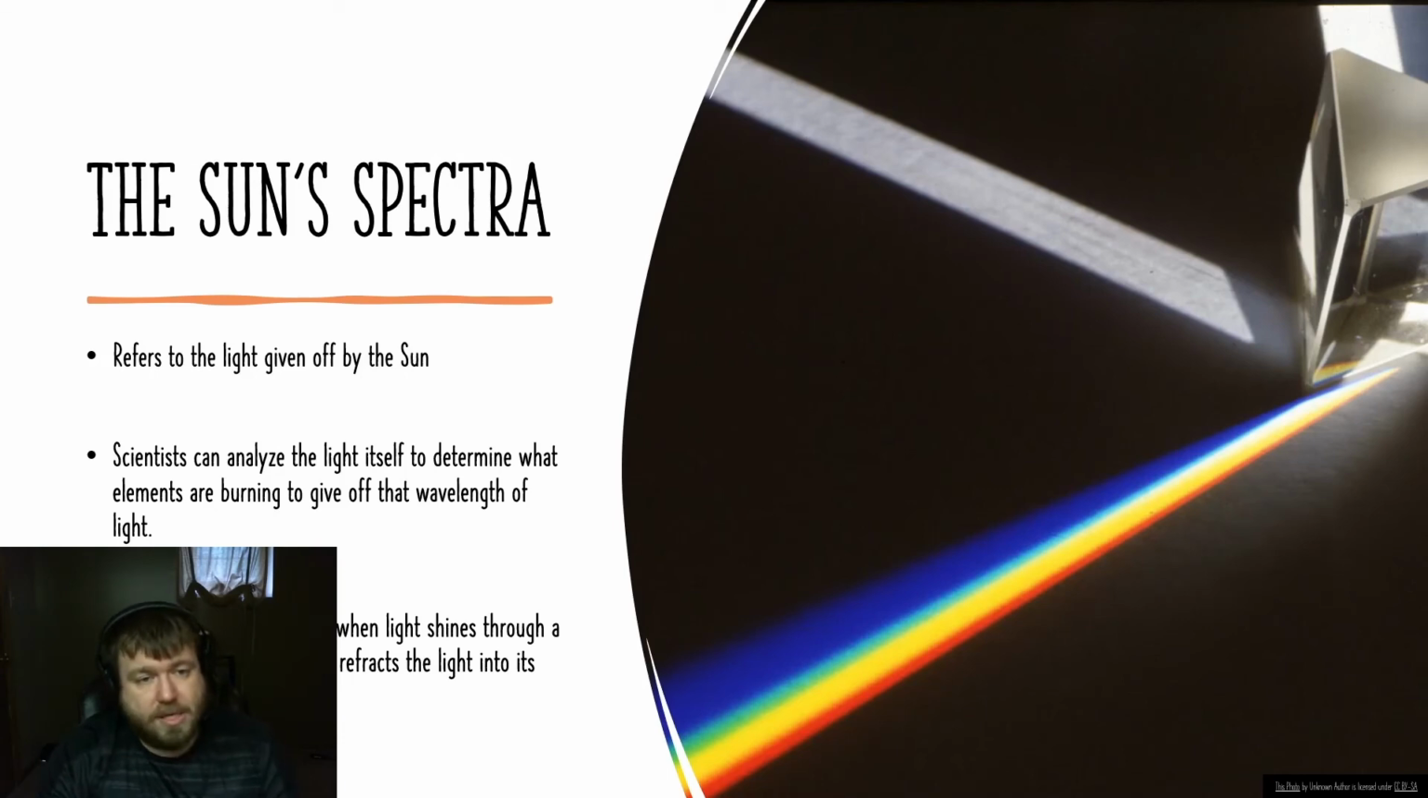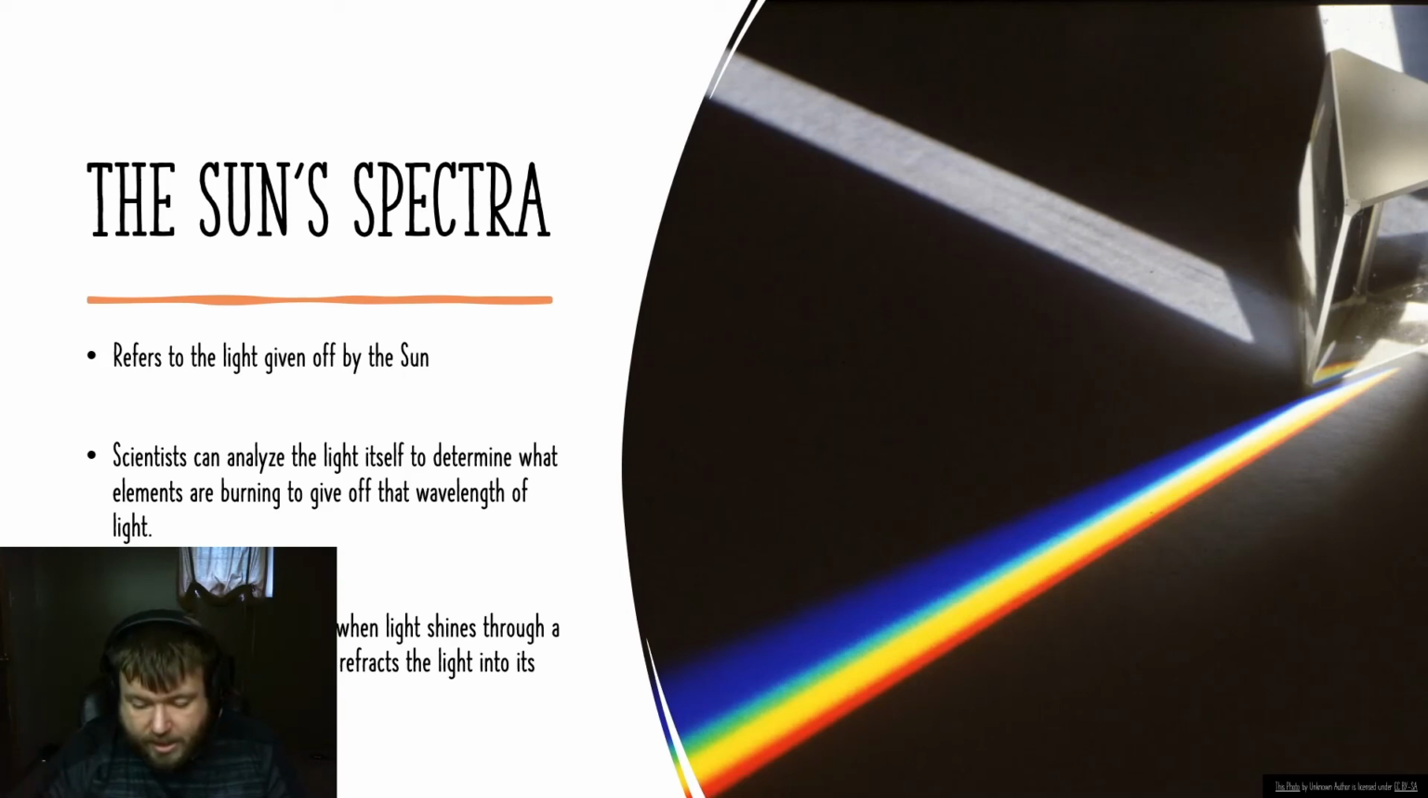Okay, so the sun's spectra. This refers to the light given off by the sun. Scientists can analyze the light itself to determine what elements are burning to give off that wavelength of light. A simple example of this is when light shines through a glass prism or a crystal, it refracts the light into different colors. Now, each element, whenever it is burning, gives off a certain hue of light, a certain color of light. And scientists can analyze the light coming from the sun to tell what is burning in the sun to generate that light.